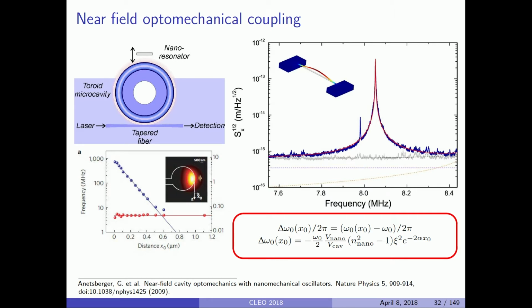You have an added dielectric. You get a redshift of the resonance. That redshift changes with frequency, and the derivative gives you the coupling rate. So you can do near field experiments where you probe a mechanical oscillator external to a cavity and make very sensitive position measurements that way.